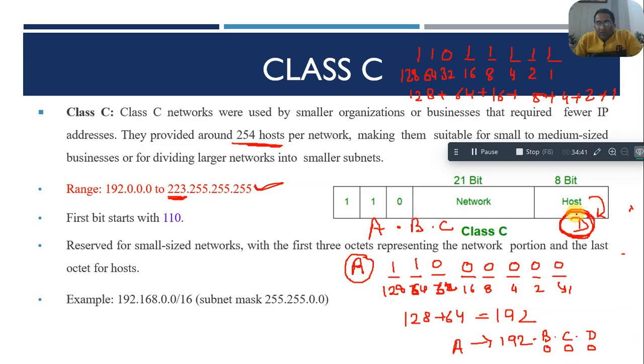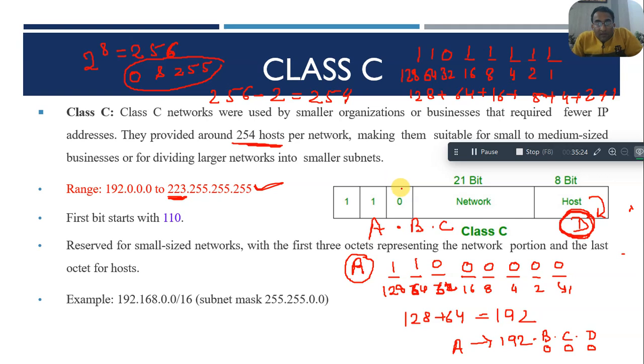As we know, the host in class C is given by the last octet, which has 8 bits. So 2 to the power 8 is equal to 256. Okay, but we know that the initial 0 and 255 cannot be used for assigning IP addresses. They are just used for identifying the network, and 255 is used for broadcasting. That's why 256 minus 2 equals 254. That's why the total number of hosts in class C is 254.